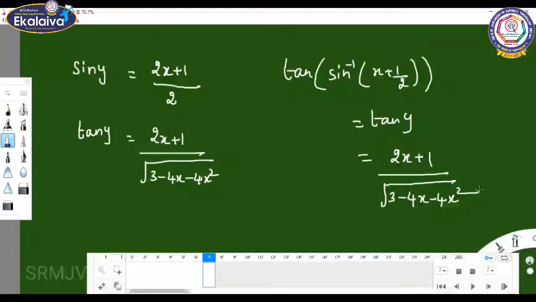Is it clear, children? See, we are using the trigonometric values only. First, you should be thorough with the trigonometric values. Then you will do the sum.